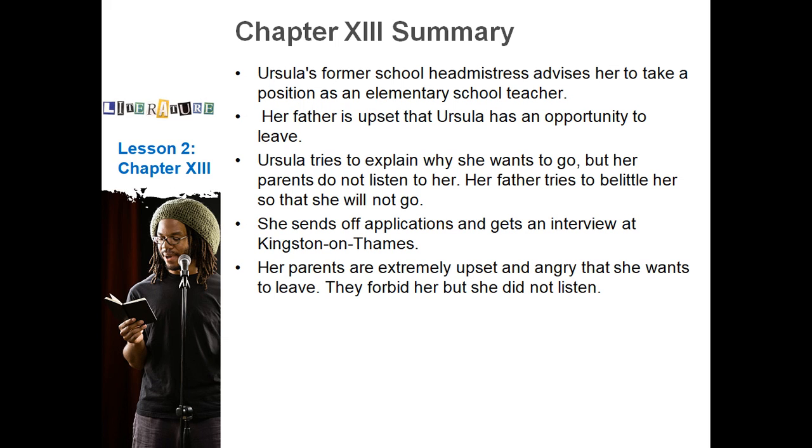Her father is upset that Ursula has an opportunity to leave, because during that era, women were prohibited from going out, and especially going out for any job was not permitted by their family. Ursula tries to explain why she wants to go, but her parents do not listen to her. Her father tries to belittle her so that she will not go.